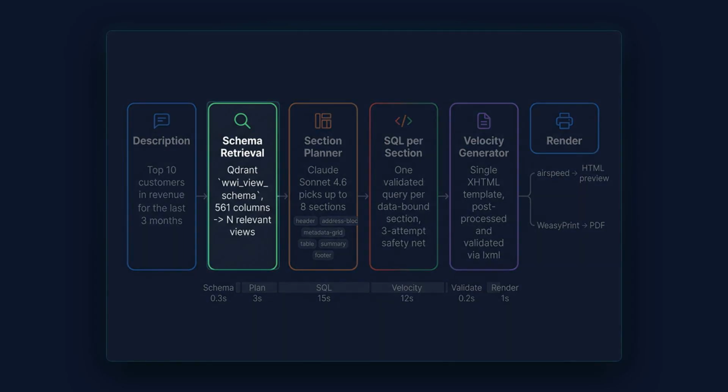Stage 1 is schema retrieval. Out of 561 columns, where should this report even look? A vector database called Qdrant maps your everyday business words onto the right database views.